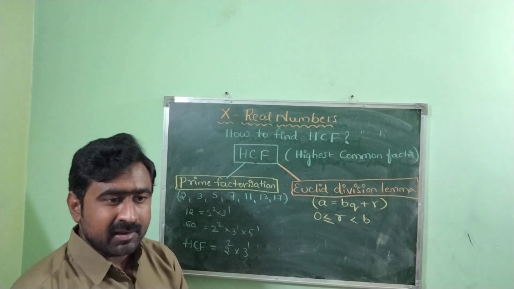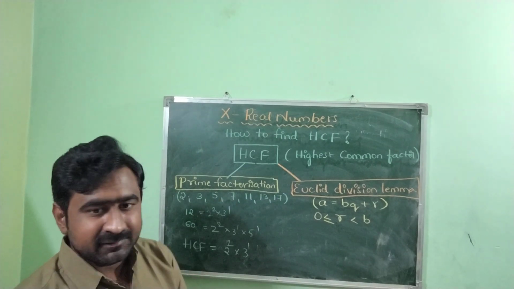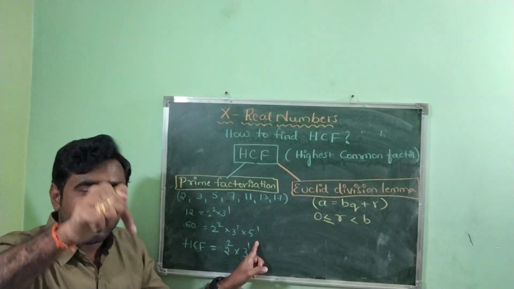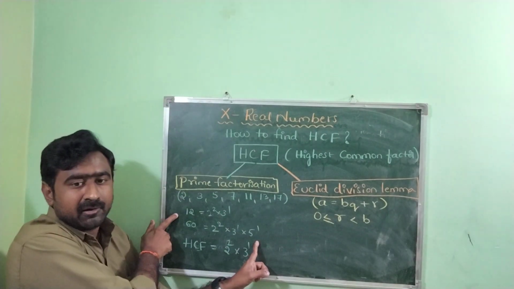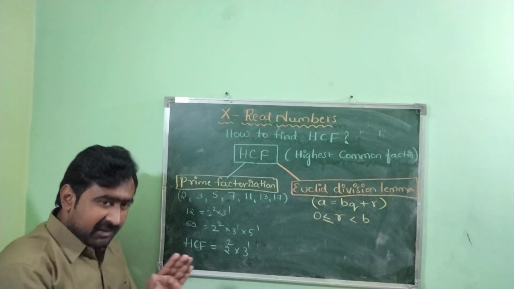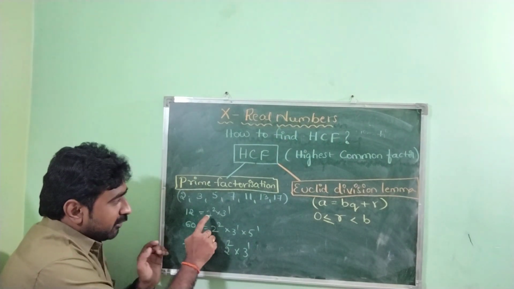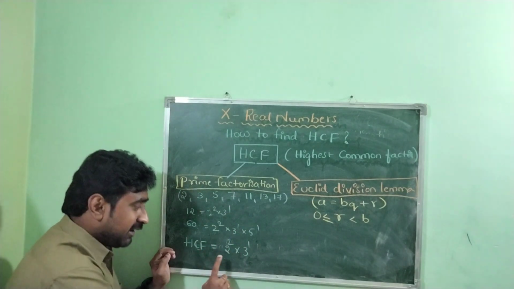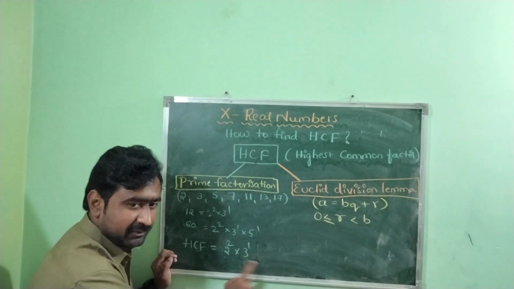After that, first take the common factors. Here I am not selecting 5 because 5 is not common. 5 is present only in 60 but not in 12. But in the definition, common should be there. So I have taken only 2 and 3, because here also 2 is there, here also 2 is there, here also 3 is there, here also 3 is there. So finally I have taken 2 and 3, that means 2 into 3.